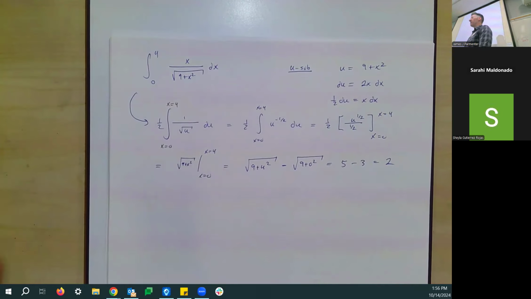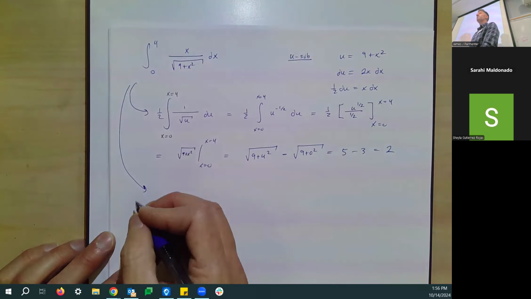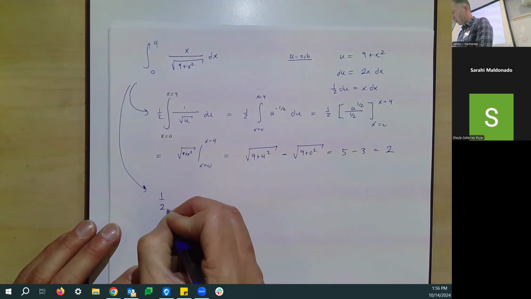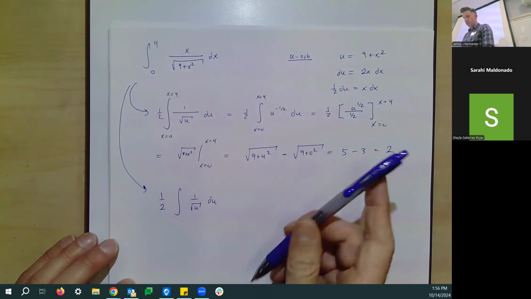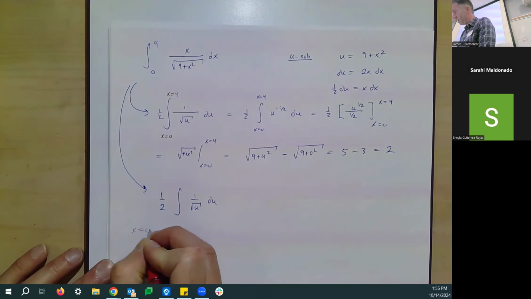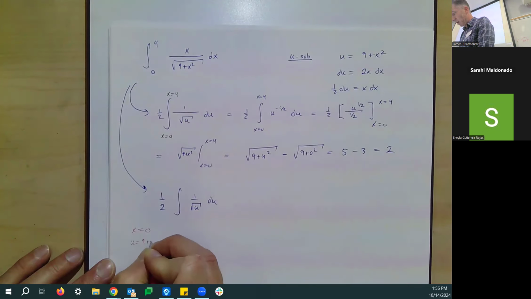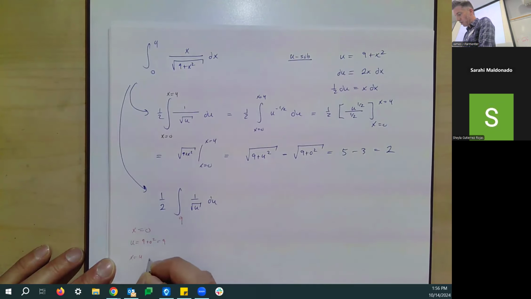I think the better way that requires a little bit less writing is to instead change your limits of integration to the corresponding u values. So I would like to write this as 1/2 the integral of 1 over the square root of u du, but knowing that, I got a million pens here, sorry. Knowing that x equals 0 and u is equal to 9 plus x squared, u is going to be 9 plus 0 squared, which is 9. And if x is equal to 4, u is going to be 9 plus 4 squared, which is 25.